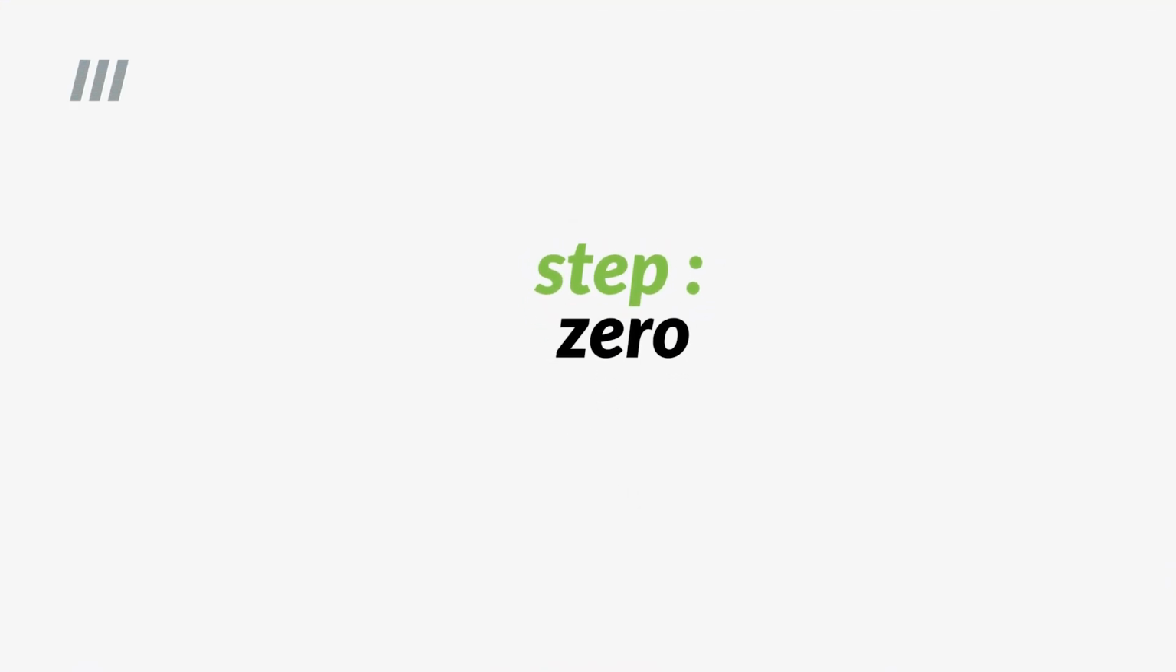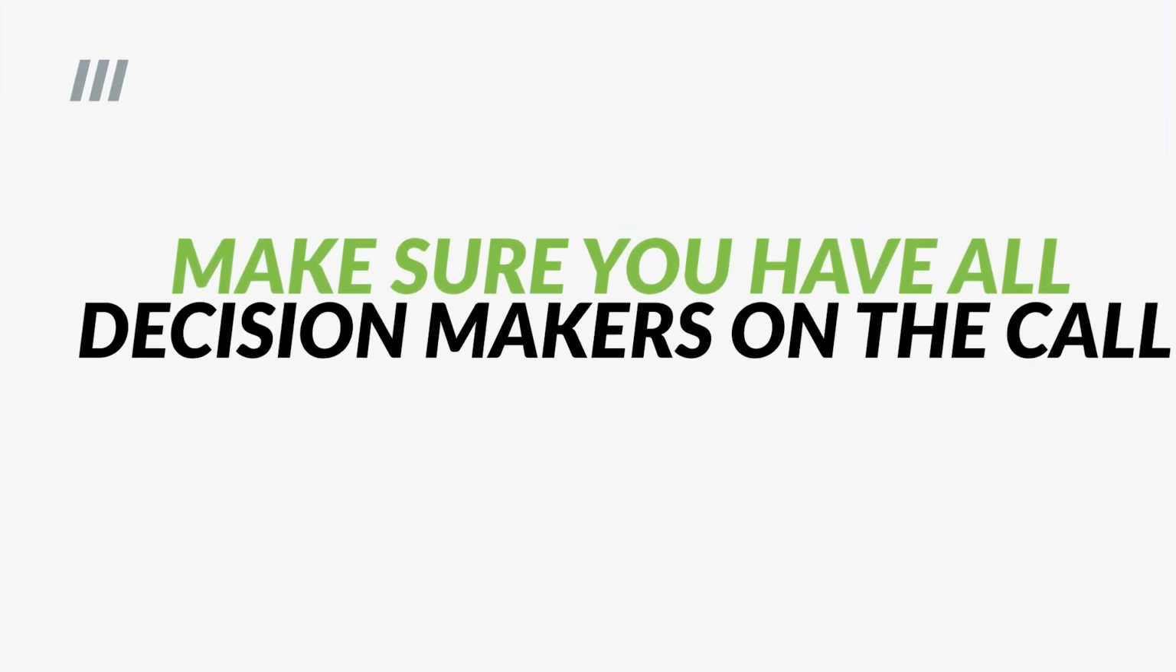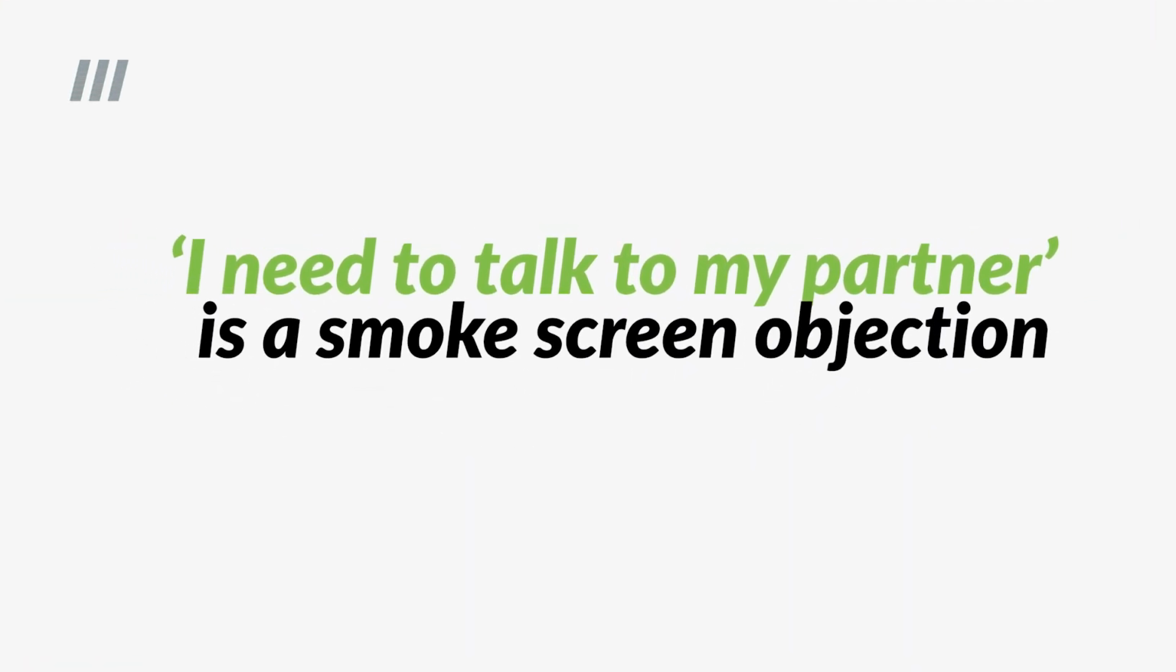Step 0 is making sure you have all of the decision makers on the call. And whether you have an application form, which we will talk about should you have an application or not later, you are going to want to make sure you have all the decision makers on the call. Part of it is because, hey, you've got to have all the decision makers on there to make a decision. The main reason, though, is because when people say they need to talk to their spouse or their business partner, this is usually a smokescreen objection. This is not a real objection. So we need them to admit that now, because it's actually a pretty hard one to handle.